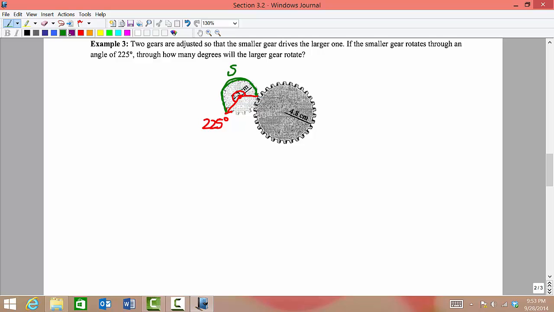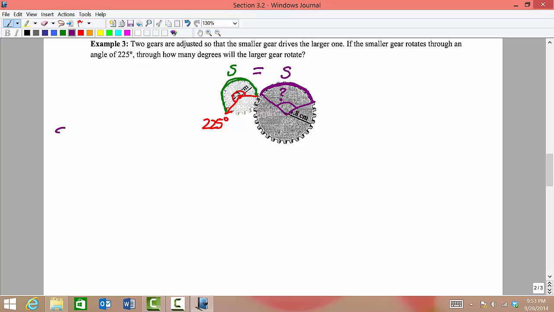Now as the smaller gear moves, the larger gear also moves. It's being driven by the smaller gear. And as it moves, the arc length that a point on this gear would move would be exactly the same as the arc length of the smaller gear. So these arc lengths that we're measuring off will be the same. So what we want to know is, what is this angle that the larger gear would move through in degrees? So let's find the arc length here of the smaller gear.